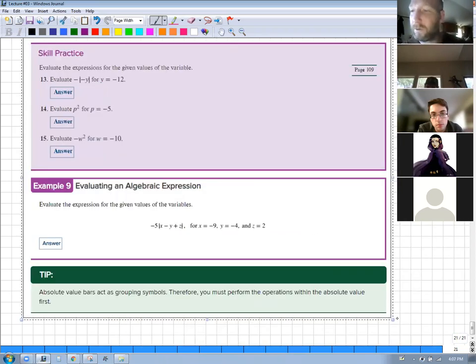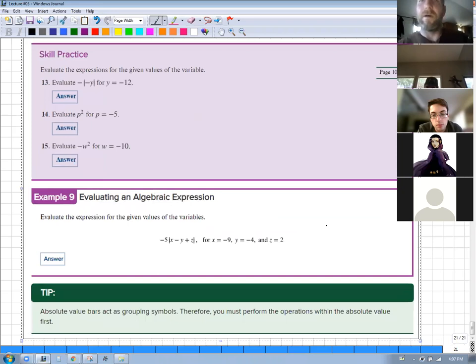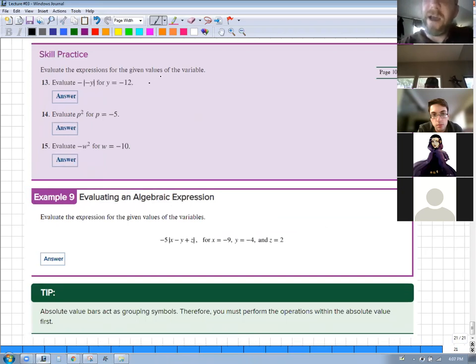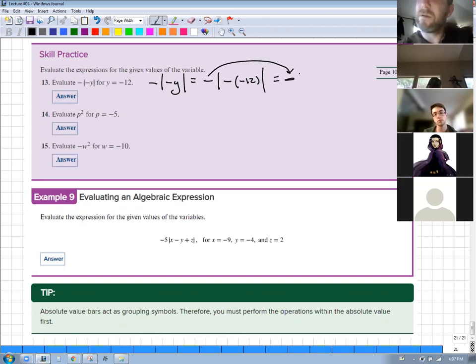Okay, page 109. All right, we have a negative absolute value of a -y, and y is -12. So we have a negative, negative, and then we're replacing y with a -12. Okay, so we keep our minus. What's going on inside of here? A -12 is just a +12. We have our minus. The absolute value of 12 is 12.